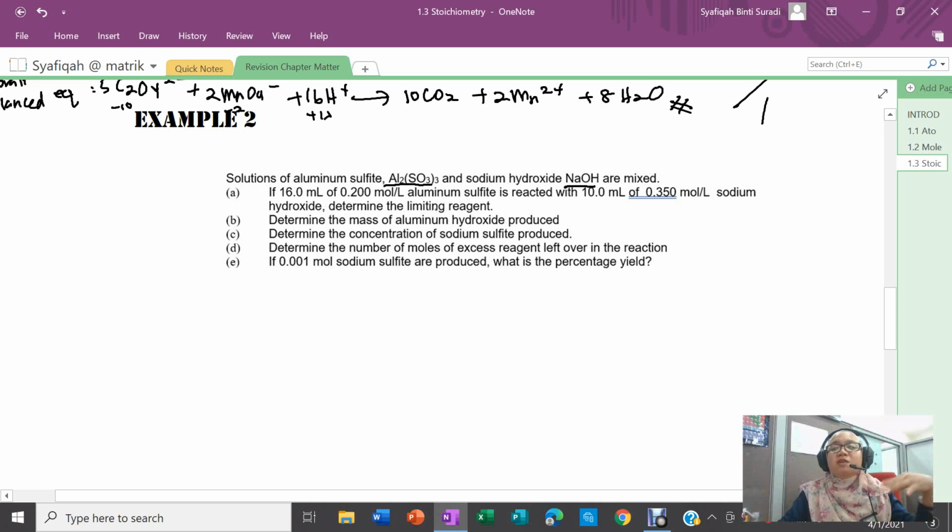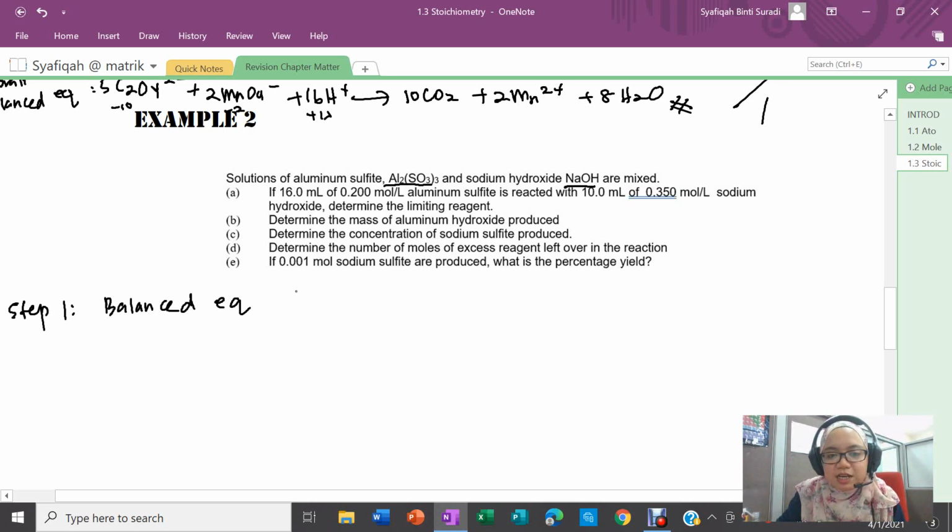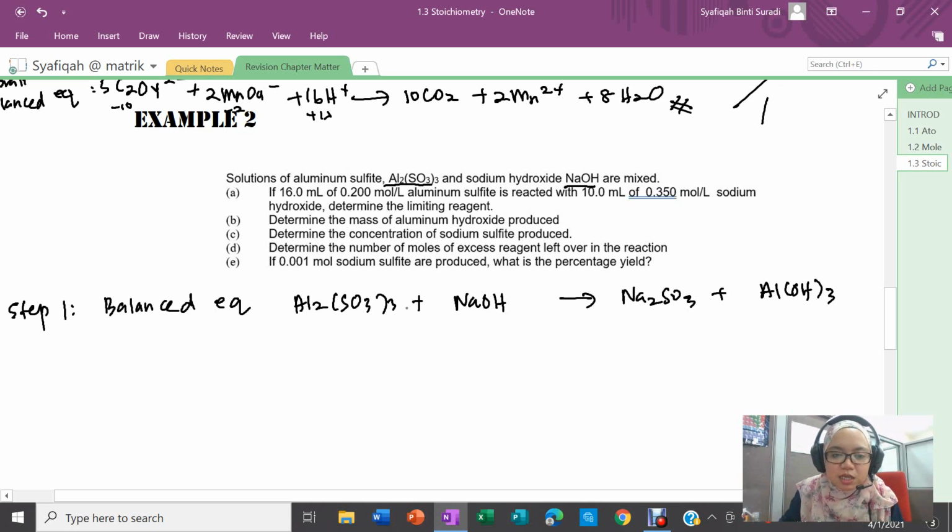Kalau kita nak tahu limiting reactant, step pertama kita, balance equation. Buat balance equation. So dekat sini balance equation dia Al2S3 plus NaOH, now akan dapat Na2S plus Al(OH)3. Kita balancekan equation ni. Kita balancekan dia, kita akan dapat di sini.